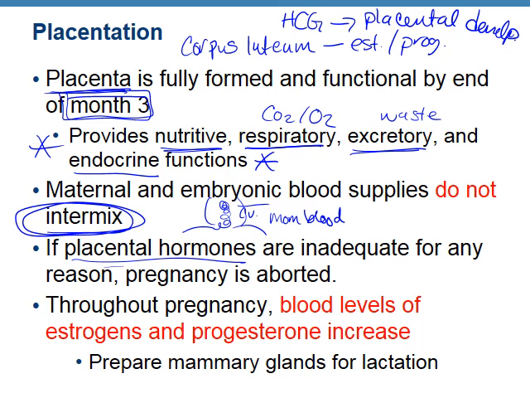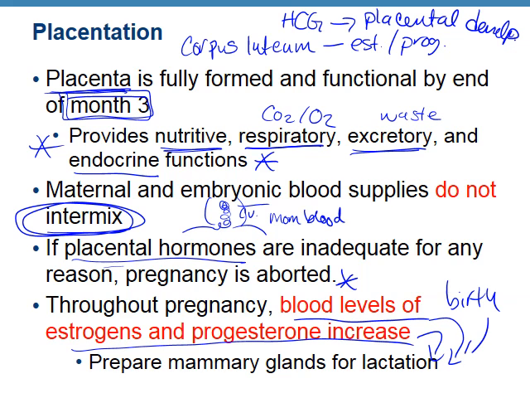So if the placental hormones are inadequate for any reason, after that 3-month period, the pregnancy is going to be aborted. So throughout pregnancy, you're going to see blood levels increase of estrogens and progesterones, and that's going to help us prepare for not only birth, but also for development of mammary glands for lactation.